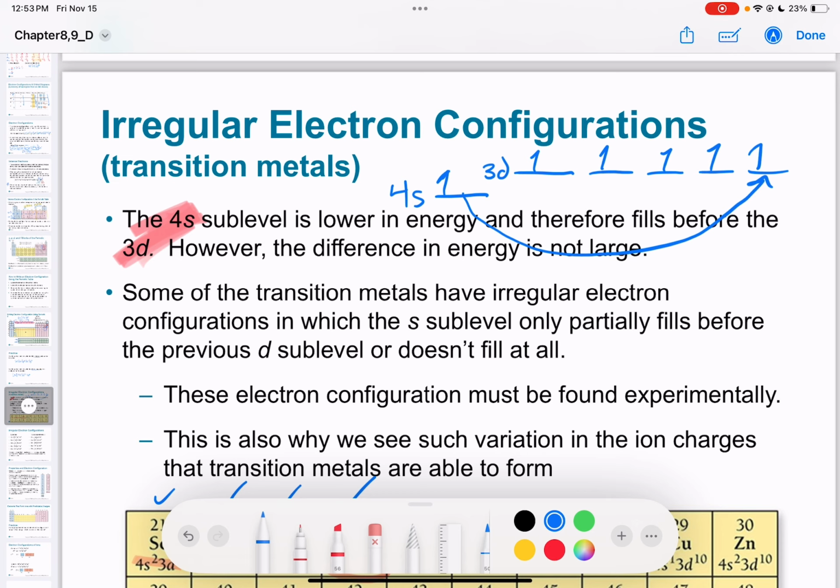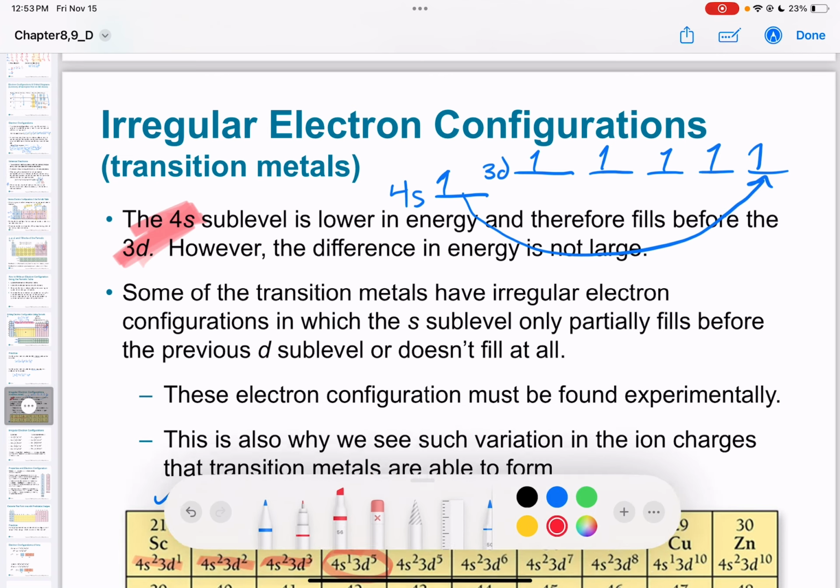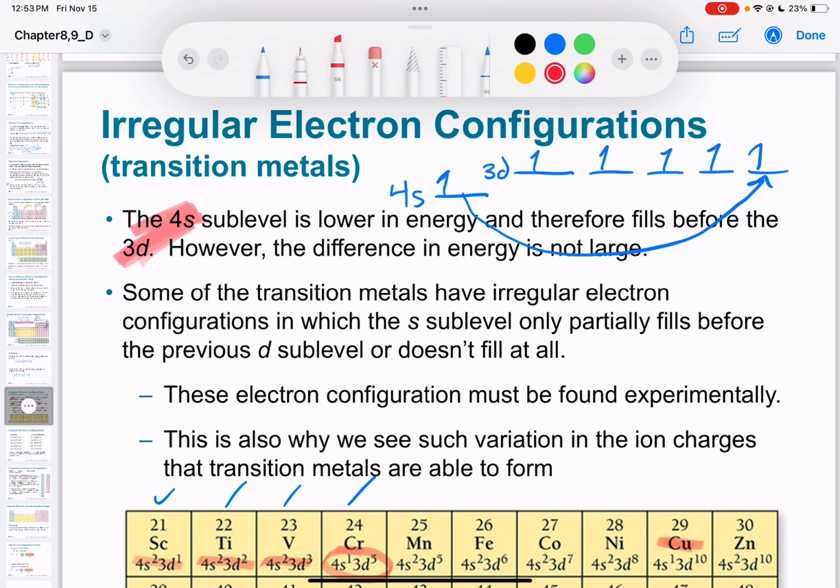Really, it's trying to minimize electron repulsion. This doesn't usually happen between subshells because they're far enough separated in energy. But the 4s and the 3d are just so close in energy that this occurs. You also see something similar with copper. So one of those s electrons jumps up to the 3d.